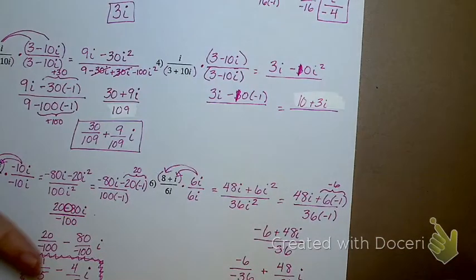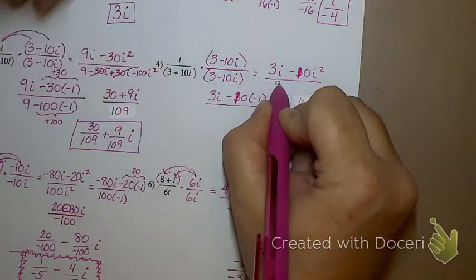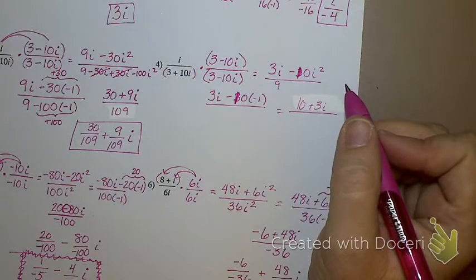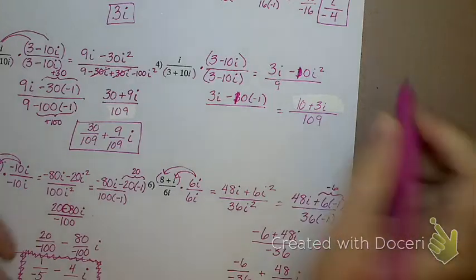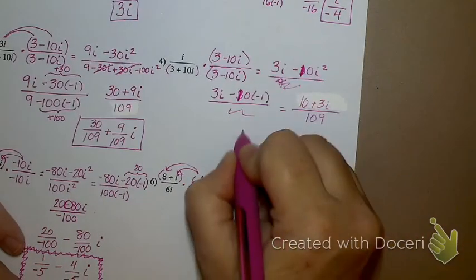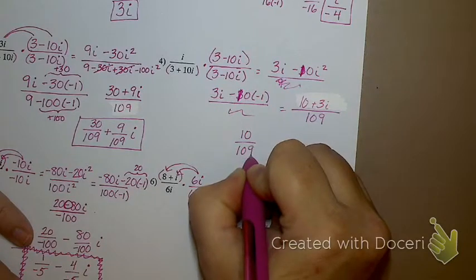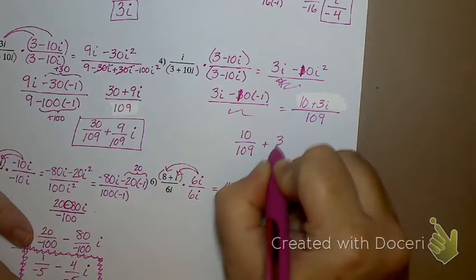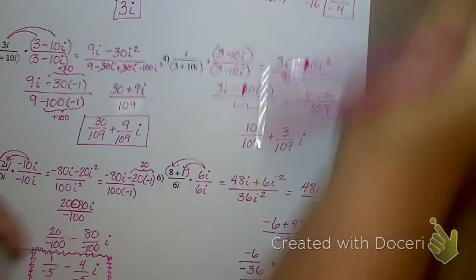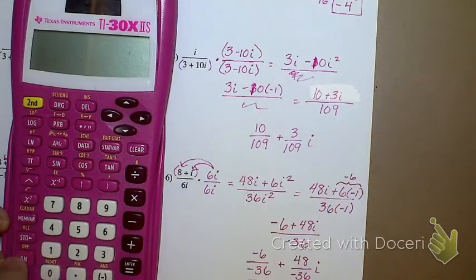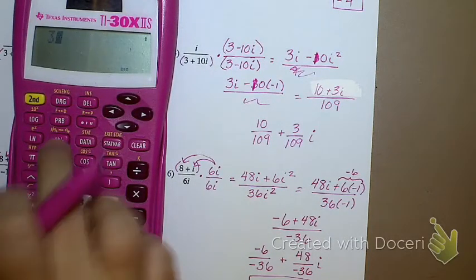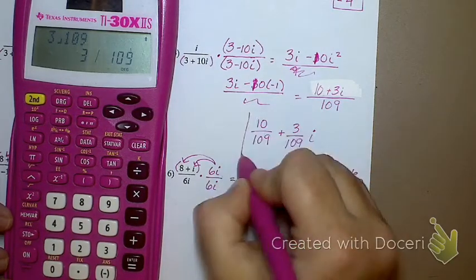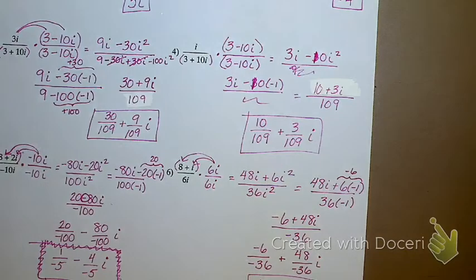There we go. Since I have the same denominator, can I save myself some work? Didn't I already multiply it and simplify it? What does it end up being? 109. So we'll just ignore those ones. So 10 over 109 plus 3 over 109i. 10 is not going to reduce, and 3 over 109 does not reduce. So I am done. You're welcome for giving you the same denominator.